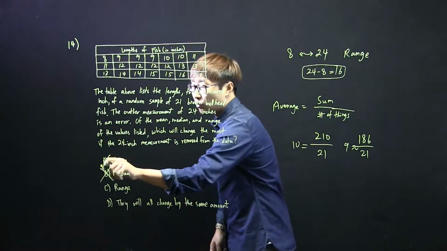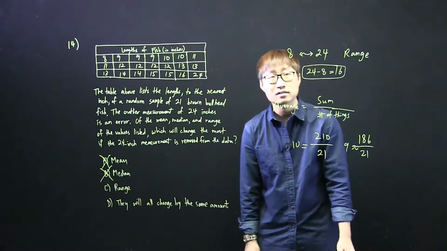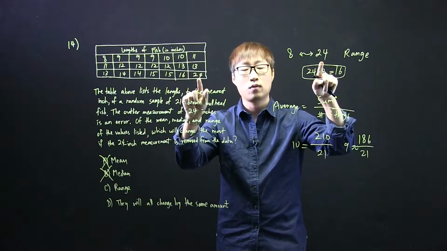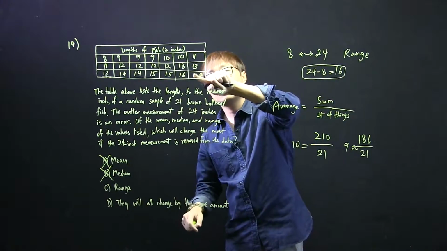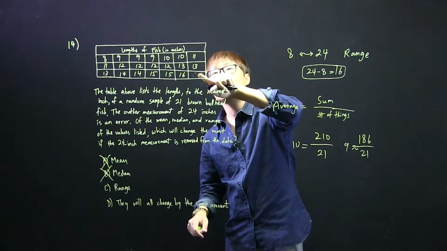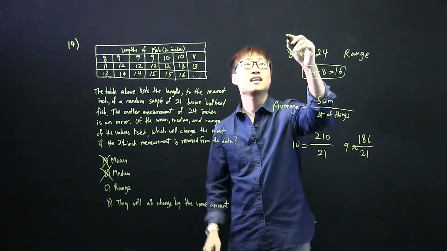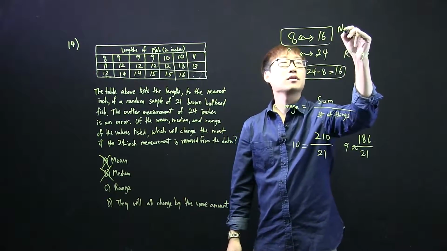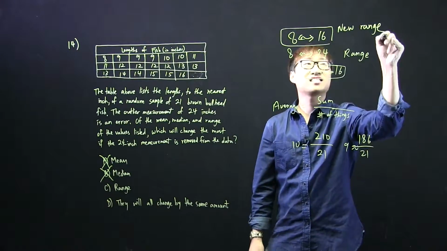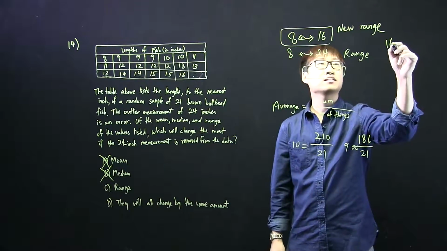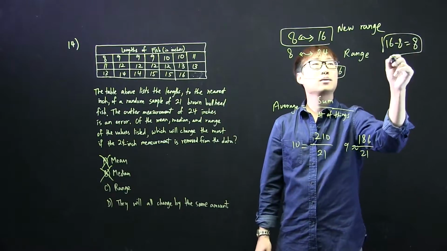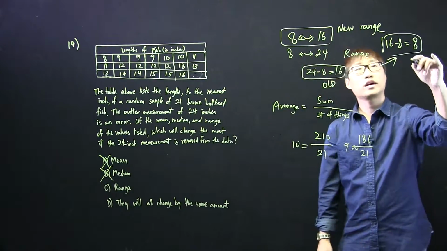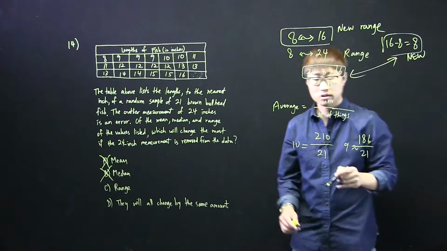But if you think about range, it's a little bit of a different story. It was from 8 to 24. Let me remove the 24 here, right? Then now, we only have 8 to 16 at most. My new range becomes from 8 to 16. Mathematically speaking, 16 minus 8 is 8. You see how there's a very big difference between the old range and the new range, right?